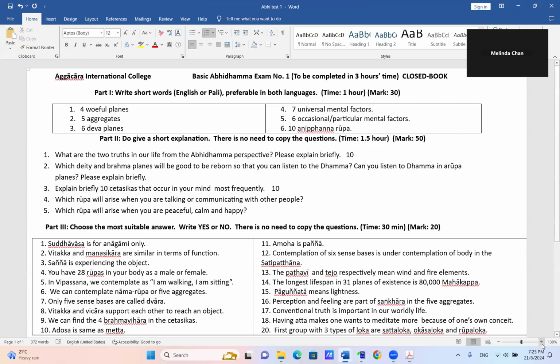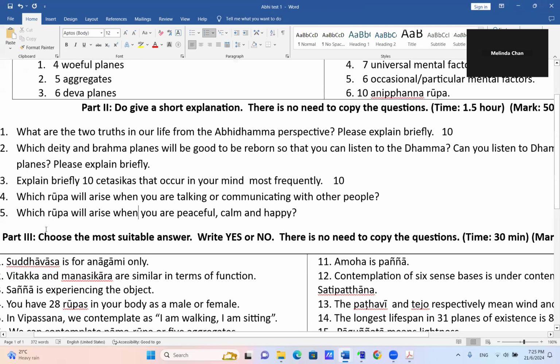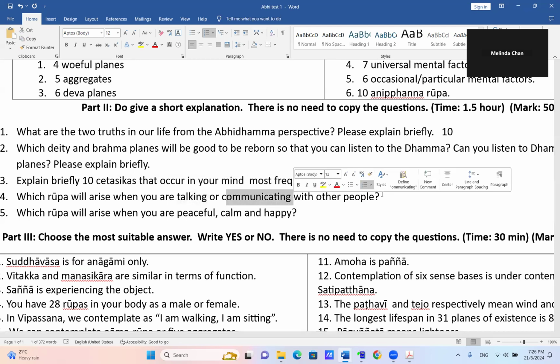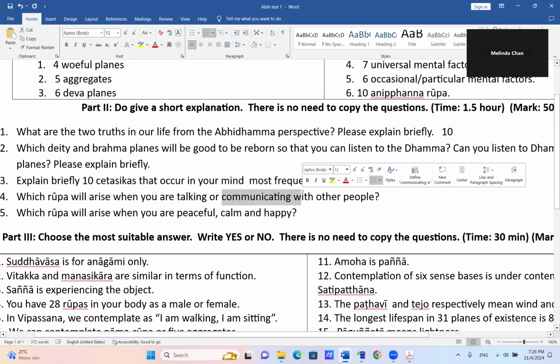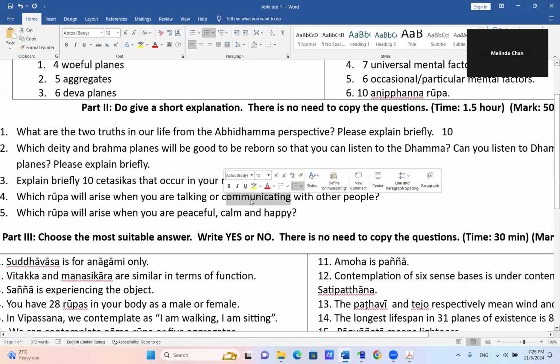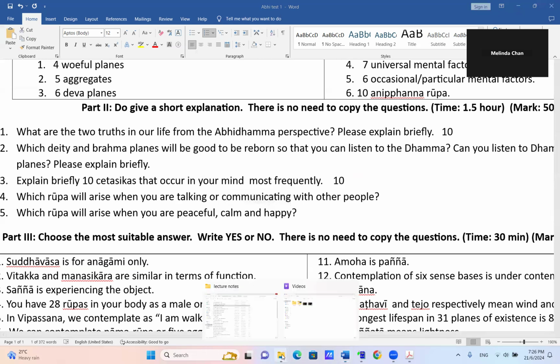Now, question number 4. I think a lot of people did not answer well. Which rupa will arise when you are talking or communicating with other people? The question is very specific, it is on talking. So it will be Vachi Vinyati. But when you communicate with people, some of you just put Vachi Vinyati, but you forget that you communicate not just by talking, you also use your body. Let's say if you cannot talk, you are deaf and dumb, but you can use sign language. So you can use your body for body gestures and so on.